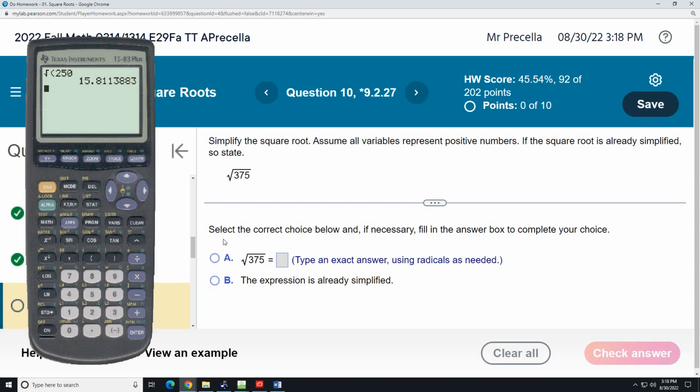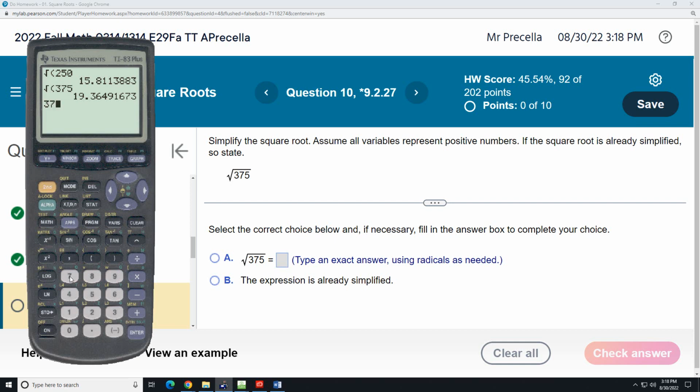Oh, okay. Here's a good one. Number 10. Maybe 375 is a perfect square. Let's see. If we punch it into our calculator, do we get an integer back? No, we don't get an integer back. So 375.